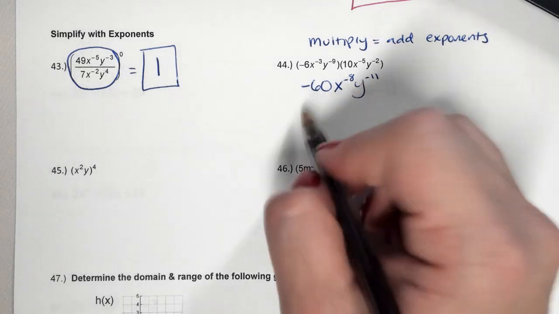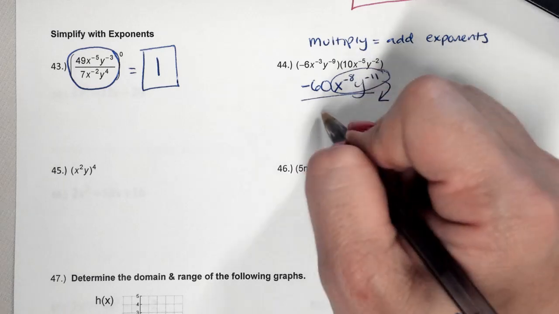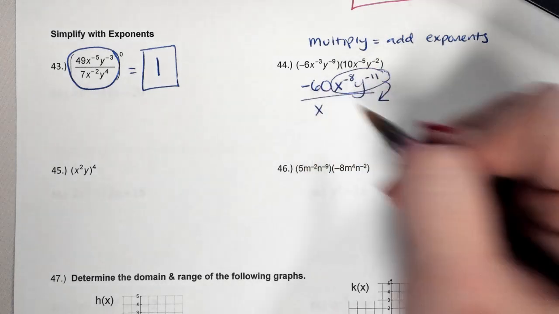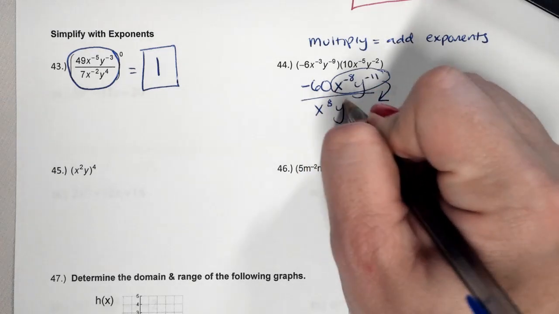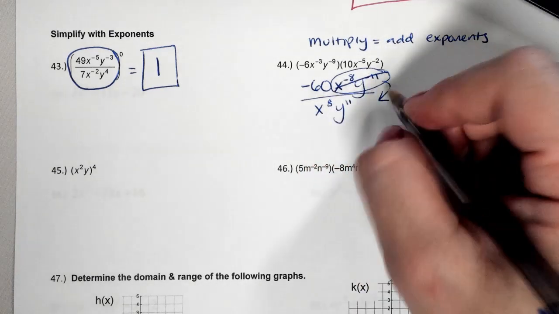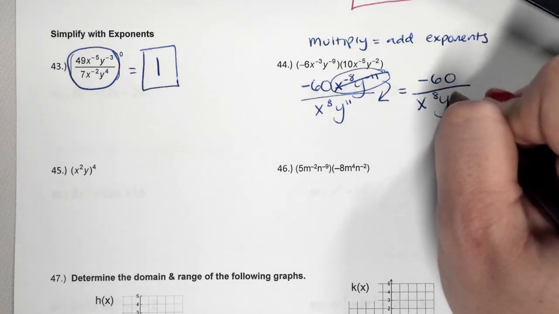Well, when we have negative exponents, remember you have to make it a fraction. And that means they're both on the wrong side of the fraction. We move them. Now, we don't flip the whole thing because negative 60, numbers are allowed to be negative. Coefficients can be negative all day. But those can't. When I move them, they become positive. So we have negative 60 over x to the 8th, y to the 11th.